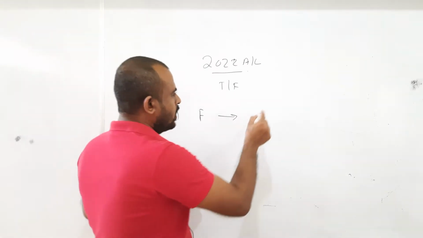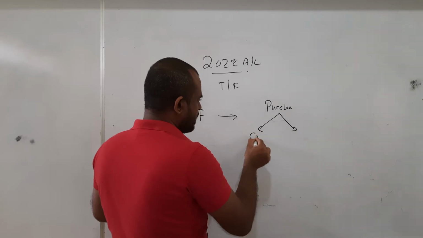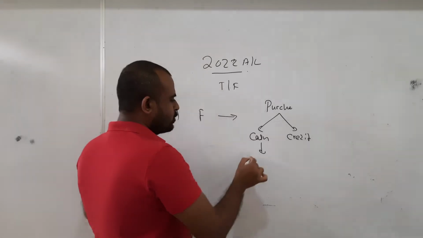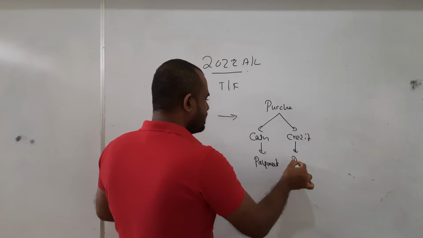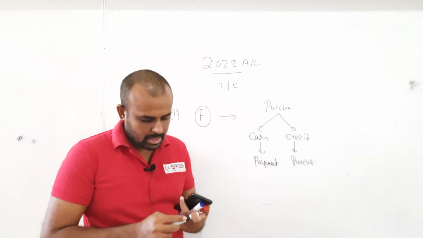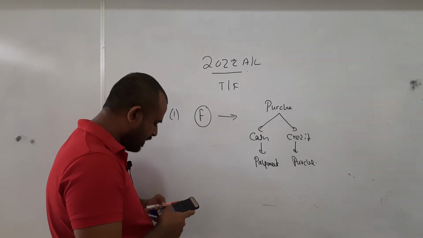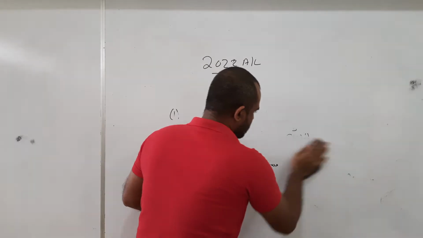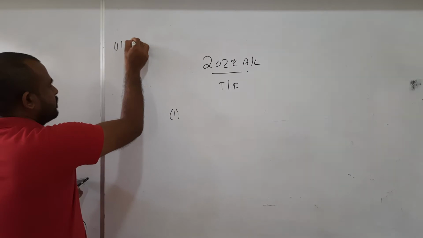When you say all the purchases, purchases are of two types: cash purchases as well as credit purchases. The cash purchases, as we know, will be recorded in the payment journal. Only credit purchases are recorded in the purchases journal. Therefore, the given statement is false. If you need, you can write: only the credit purchases will be recorded in the purchases journal. Therefore, for answer number 1, it is false.